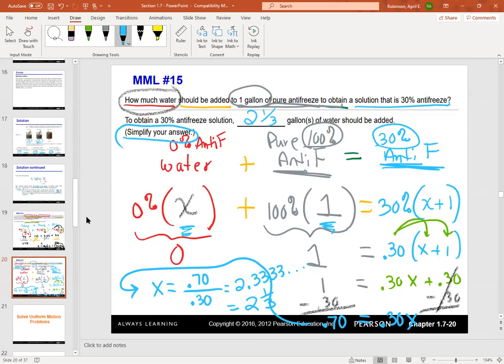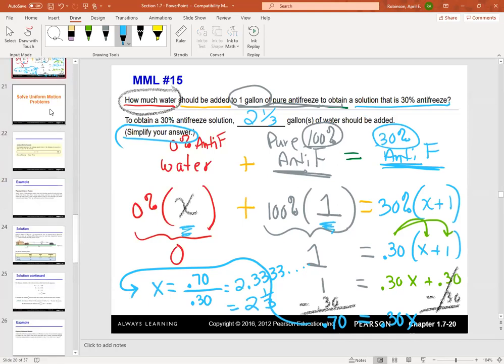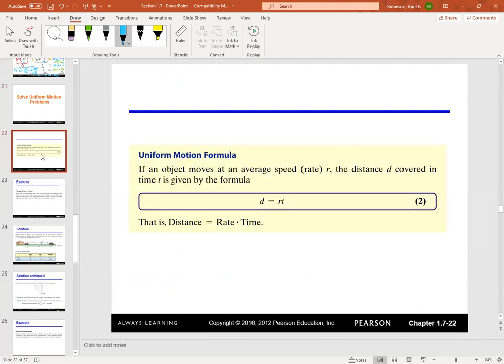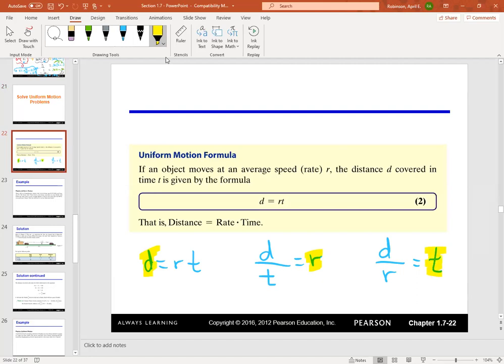Okay, so that's mixtures. And then the next one is uniform motion problems. That's distance equals rate times time. But if distance equals rate times time, you could also say that distance divided by time is the same thing as rate, or distance divided by rate is the same thing as time. I might need any one of these three, because sometimes you may be dealing with the distance, sometimes the rate, sometimes the time.